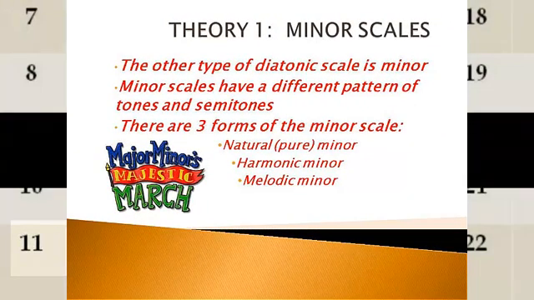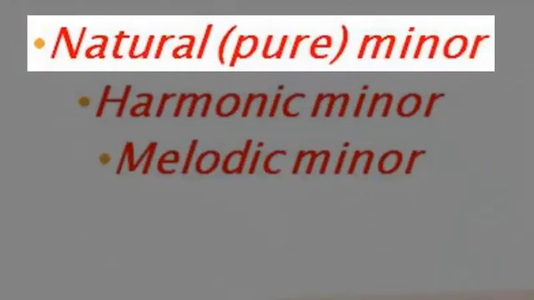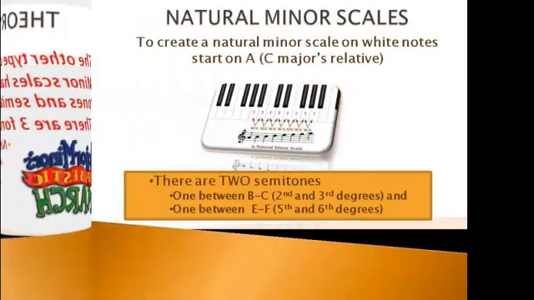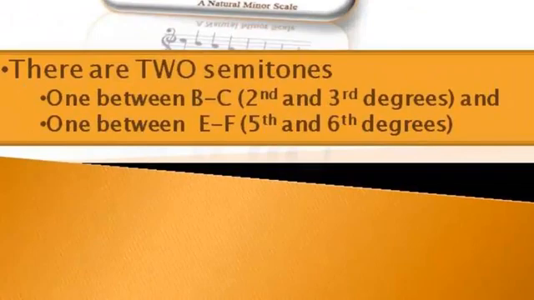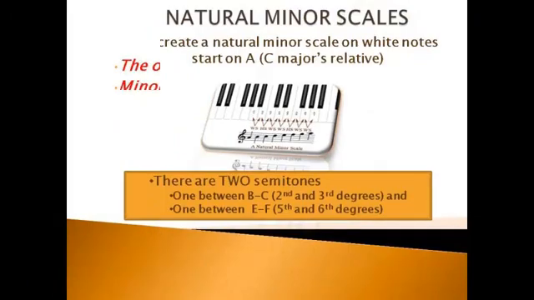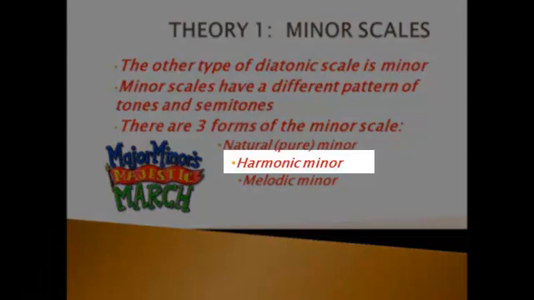Remember, major scales and minor scales are both diatonic scales. We have three different types of minor scales. We have the natural minor scale, and that's what we talked about last week. Remember, the natural minor scale has semitones between the second and the third degree of the scale and the fifth and the sixth degree of the scale. The other scale that we're going to cover today is the minor harmonic scale.